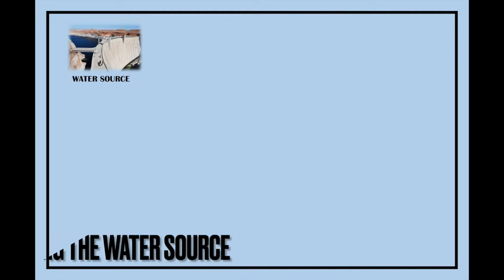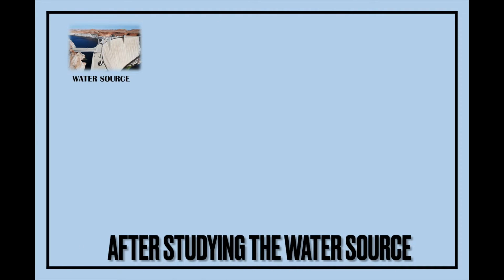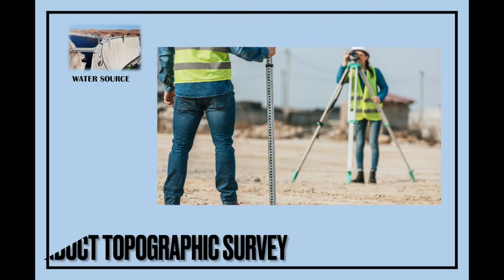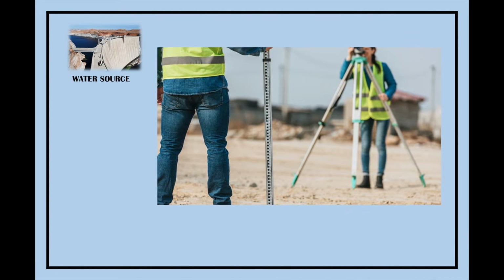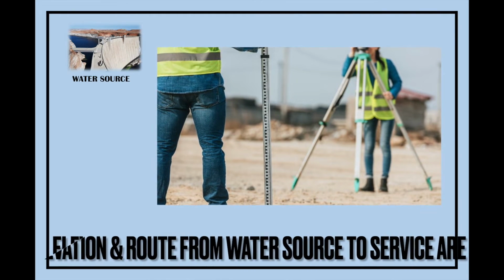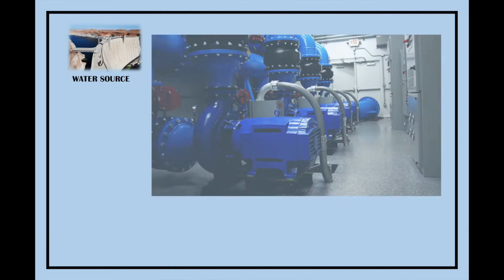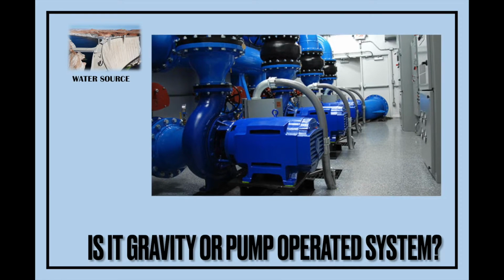After monitoring the water source or studying the water source, conduct topographic survey. This survey determines the elevation of the water source, the route from water source to its service area. From there, you can determine if your system will be a gravity or pump operated system.